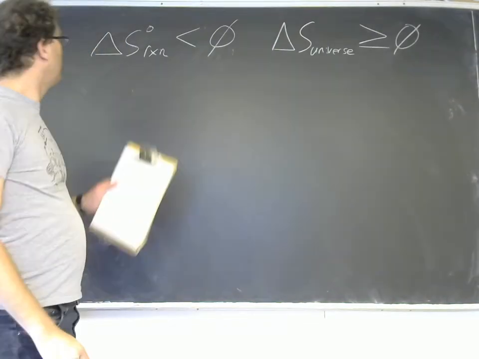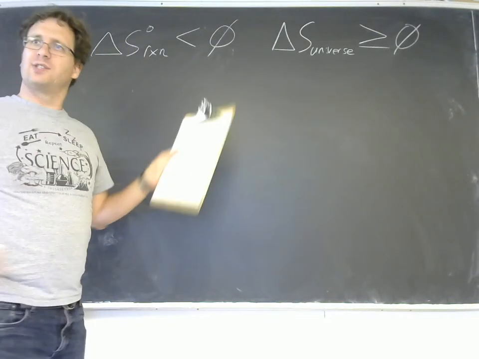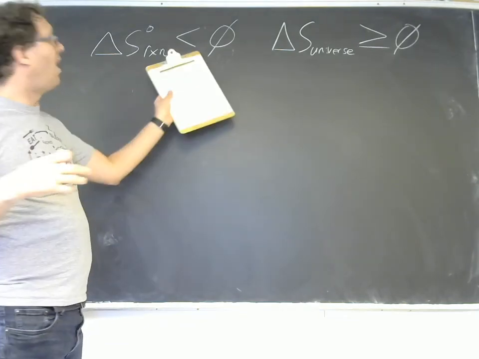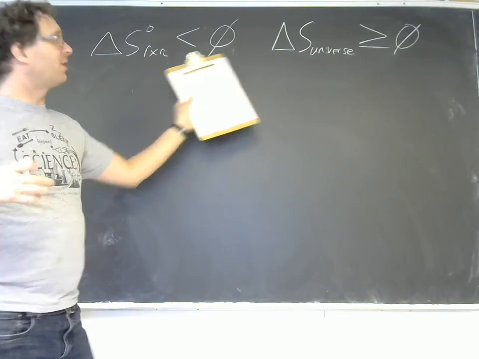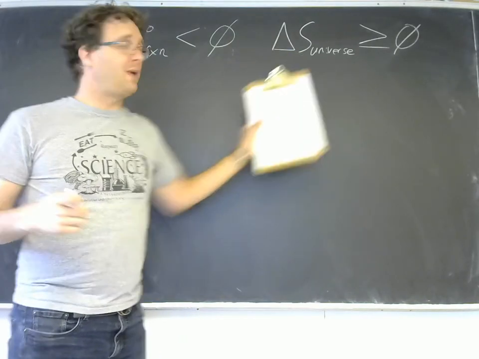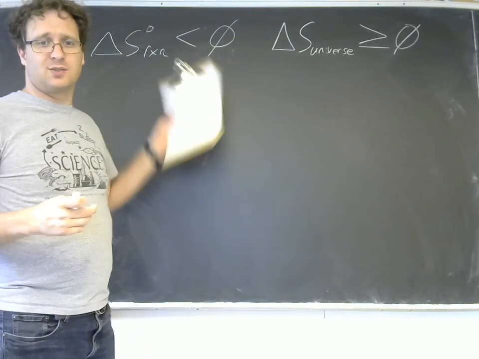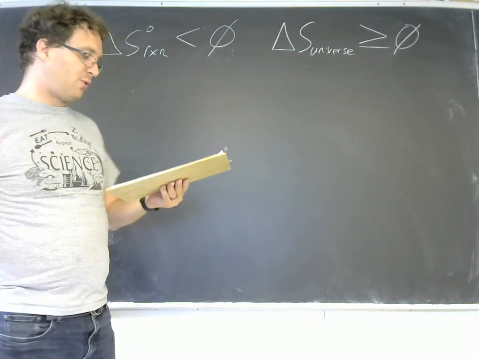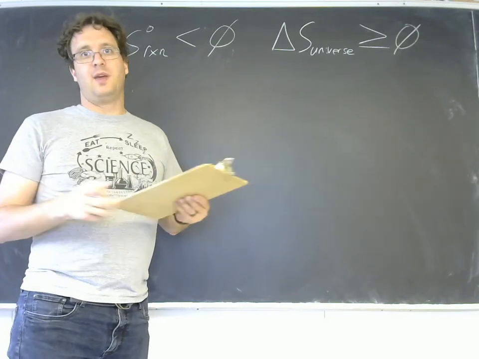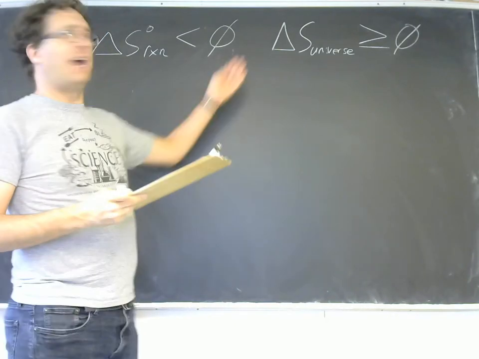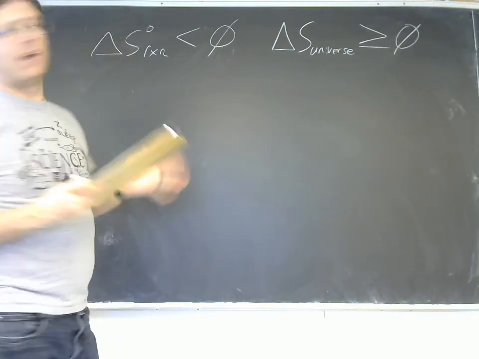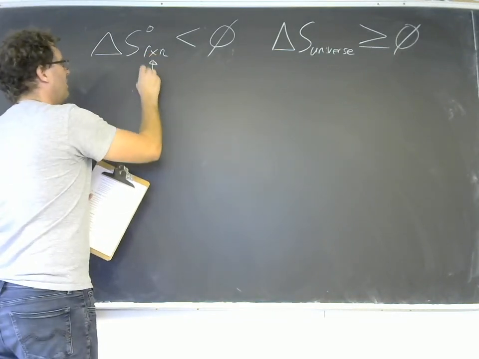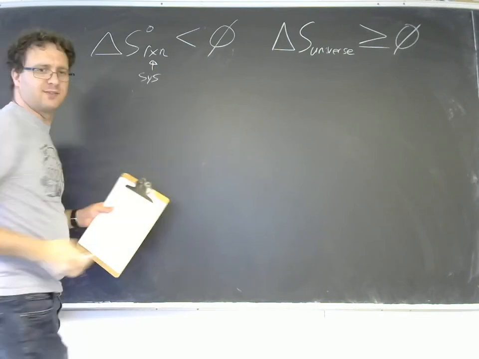And so your reaction is not the universe, and so there's going to be some sort of an offset which will make sure that the second law of thermodynamics is obeyed, even for processes where delta S of reaction is less than 0. Well, we're going to explore how to calculate the delta S of the universe and the delta S of your reaction, which from now on we'll just say the delta S of your system.